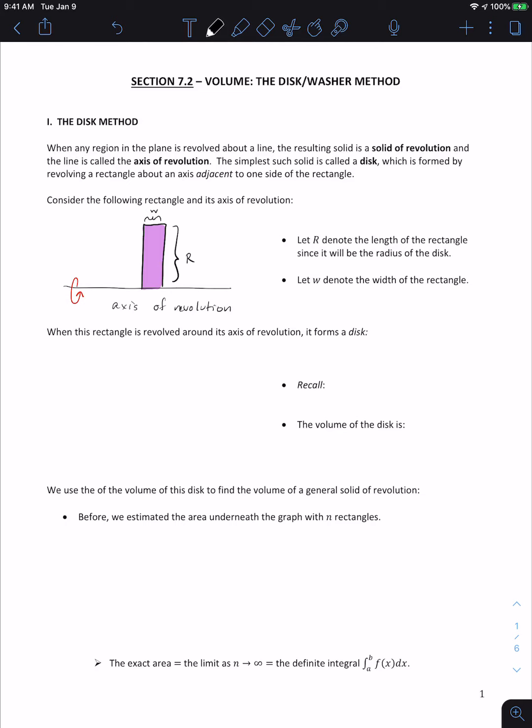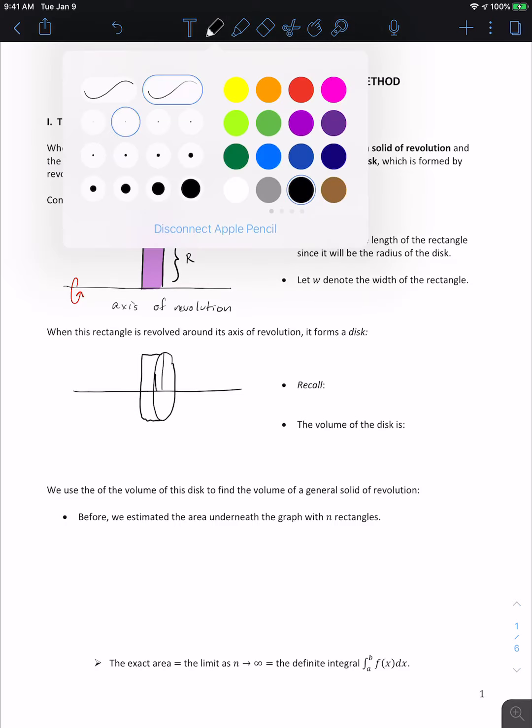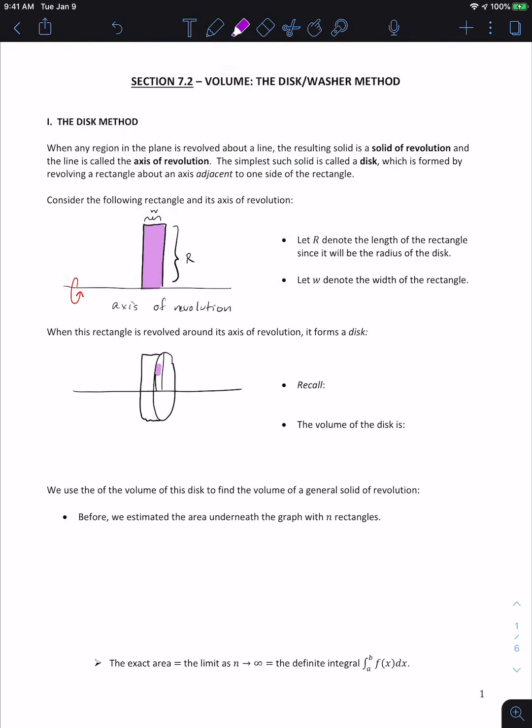So again, when this rectangle is revolved about its axis of revolution, it forms a three-dimensional disk. Let me go ahead and try to draw this disk as best I can. This is the axis of revolution, and then here would be the rectangle that was revolved. It revolves around this axis of revolution to create this disk.